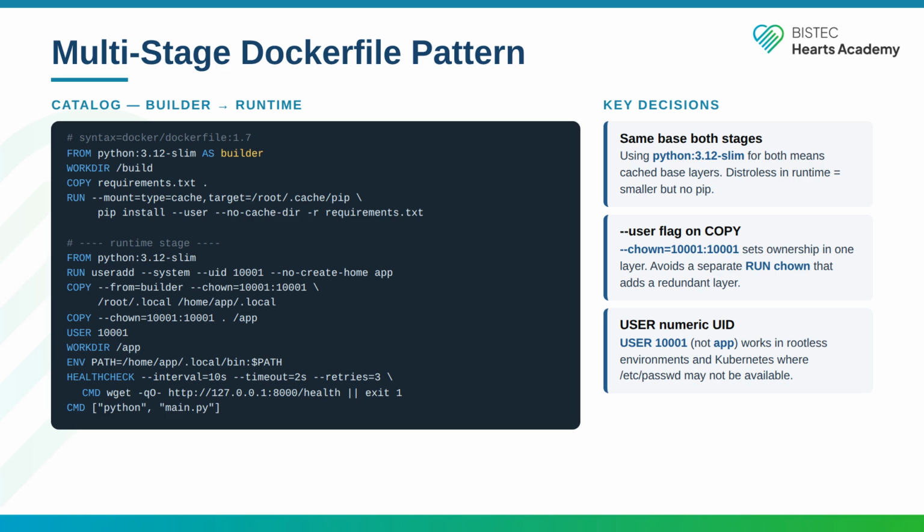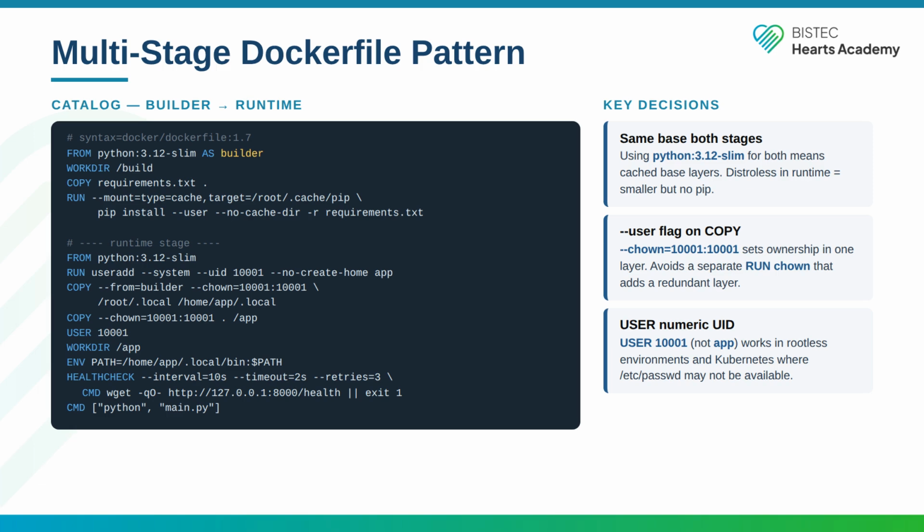3 things to notice. First, both stages use the same base image to avoid lib version mismatches. Second, the COPY --from=builder instruction uses the --chown flag, so files are owned by the non-root user from the moment they land. Third, USER 10001, a numeric UID, not a username. This works even in distroless images where there's no /etc/passwd file.